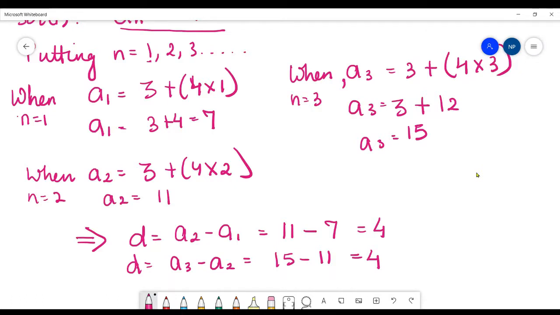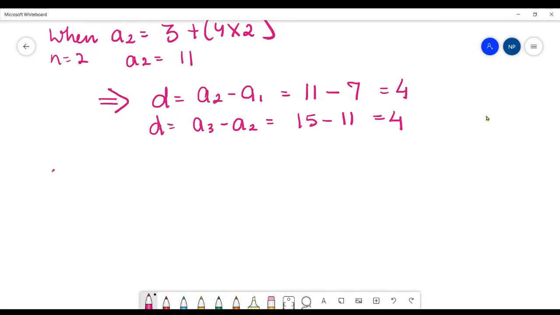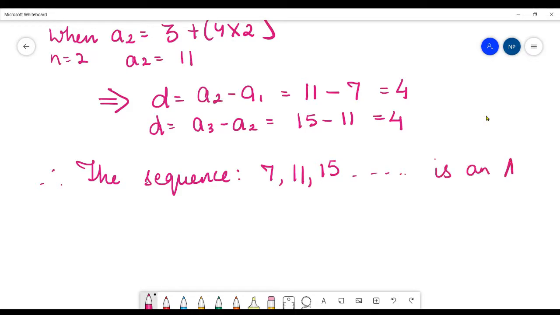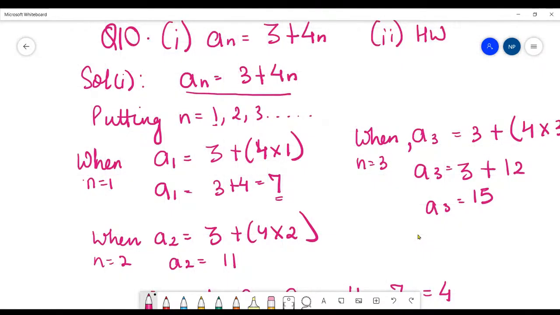So our first term, our A1, is 7. Therefore the sequence is: first is 7, then 11, then 15. So this is an AP. Which formula have we used? The one which was given in the question, AN equals 3 plus 4n. We did nothing. We just assumed the value of n to be 1, 2, 3, 4 and then we took out the series. Is that clear?